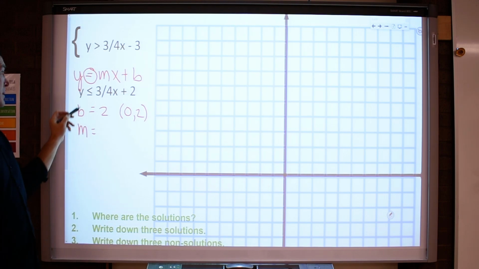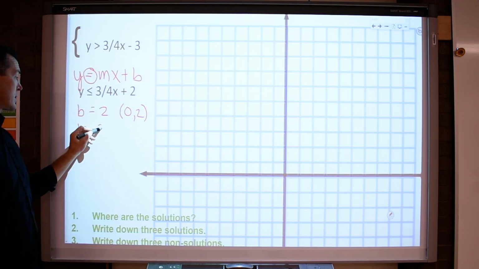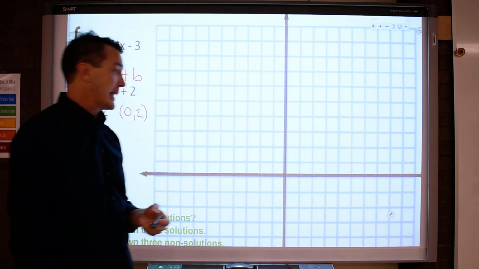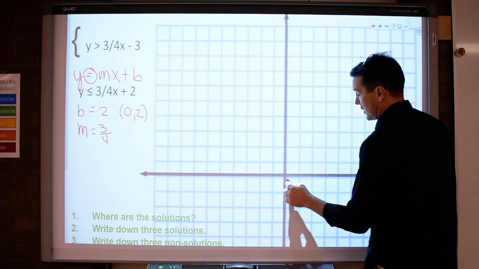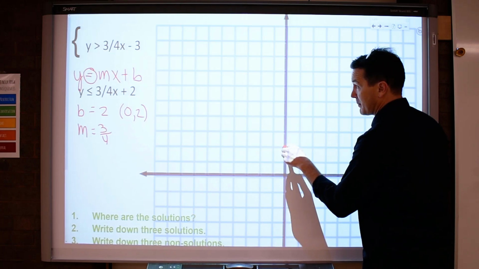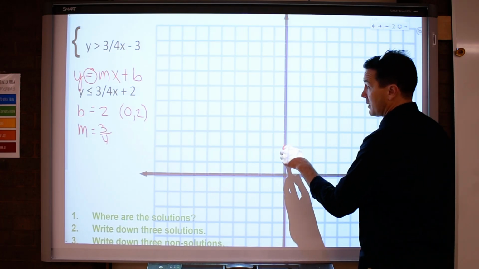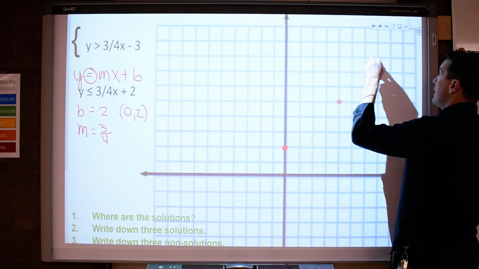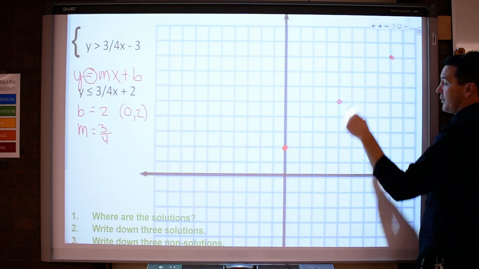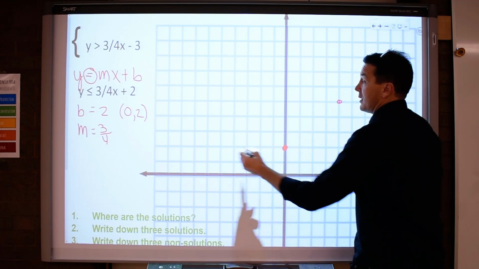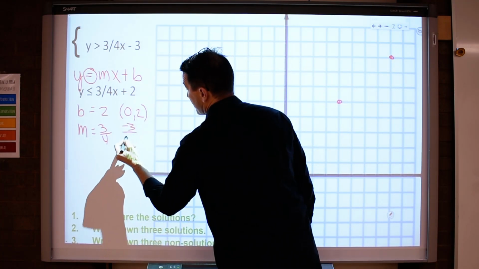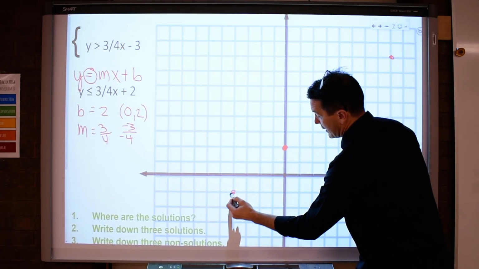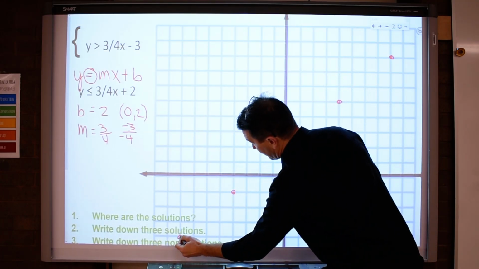And then m, or my slope or move, is 3/4. And so on this first equation, I'm going to begin at 0, 2. That's the point, that's my begin. And my move is going to be rise up 3, run 4, rise up 3, run 4, and next one won't fit. The opposite of 3 is -3, opposite of 4 is -4, so I'm going to go down 3, -4, down 3, -4, right?